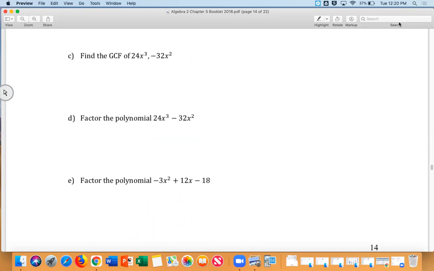So up here, let's go with Hannah. Hannah, can you hear me? Yeah. What is the largest number that goes into 24 and 32? Don't worry about the sign. Just think about what is the largest number that goes into 24 and 32? 8. Now, Ed, let's look at our variables. We have x cubed and x squared. What's the largest number of x's I could take out from each of them?